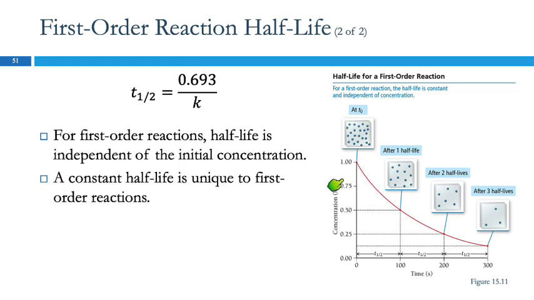So if we start with 1 molar stuff at time 0, after 1 half-life, we're at 0.5. And after 2 half-lives, we're at 0.25. And after 3 half-lives, we're at 0.125. And it just keeps cutting in half. You don't get to 0 after 2 half-lives because it slows down.